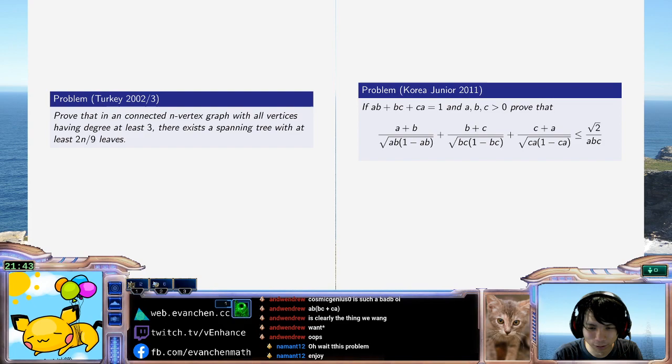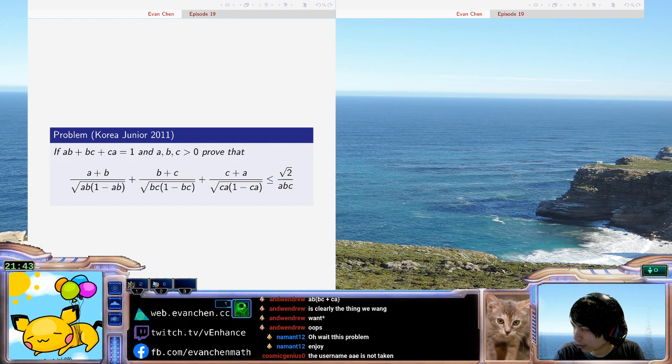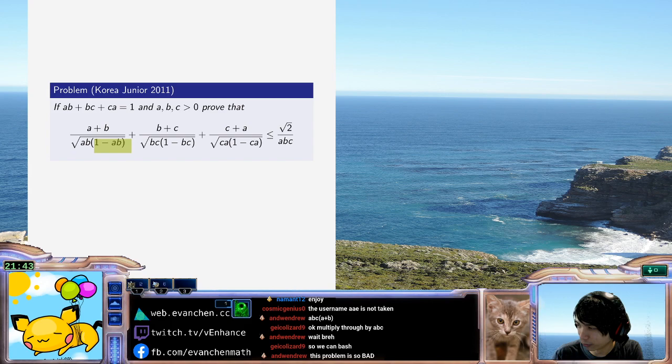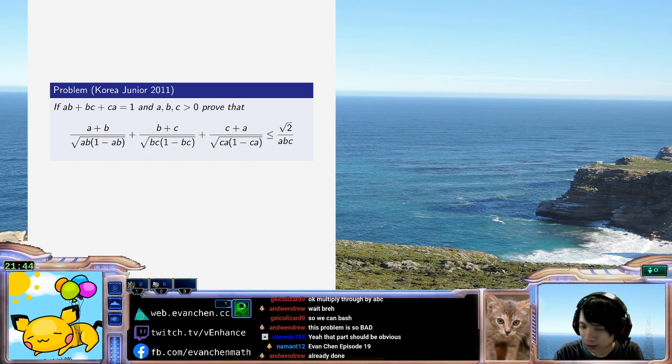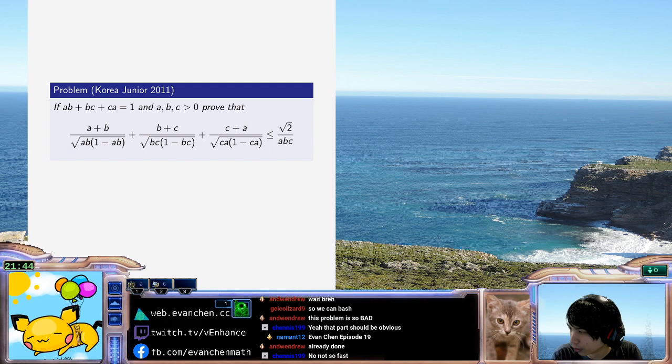So first of all, I want to homogenize it, and this one over here is literally just big, right? I'm literally just supposed to put in BC plus CA, and then this factors. So the left-hand side is terrible, and it's actually equal to the square root of A plus B. I haven't even homogenized yet, I'm just getting rid of the 1. And on the bottom, it's square root ABC. And I want this to be less than square root 2 over ABC.